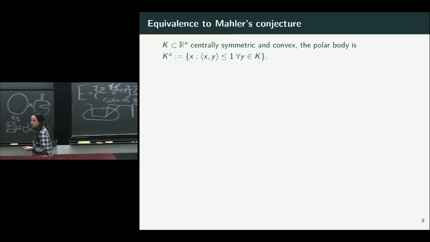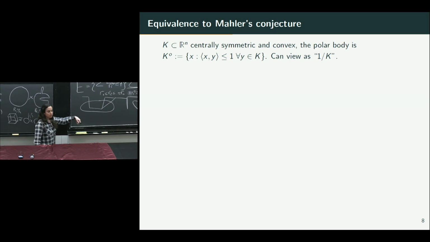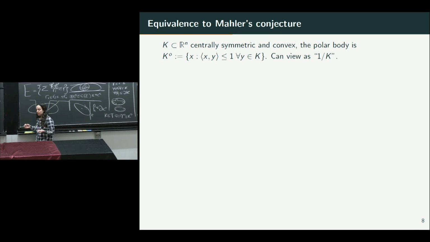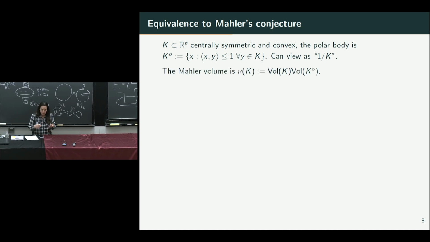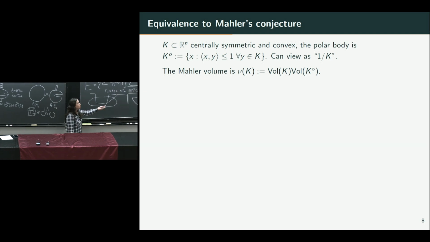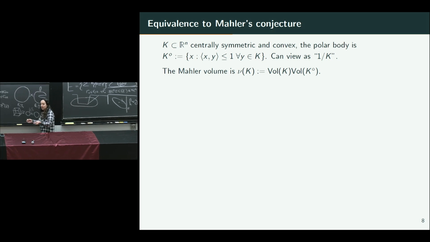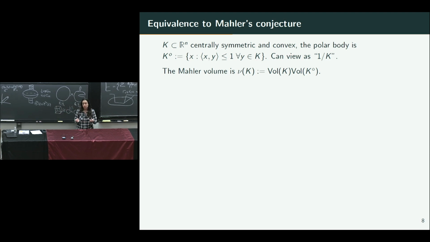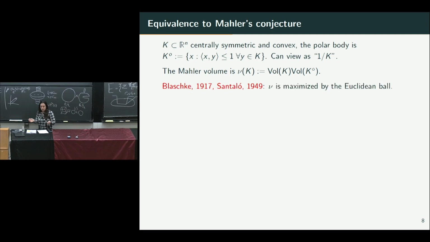And the fact that this is in fact the only order reversing involution over convex domains lets us think about this action as taking 1 over K. And this is maybe the motivation to think about the volume product, the volume of K and the volume of K polar. This quantity would be a scaling invariant and even linear transformation invariant quantity. And it's natural to ask whether we can bound this thing.